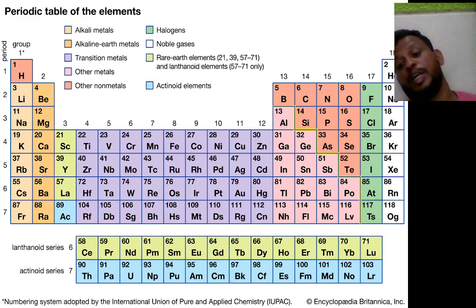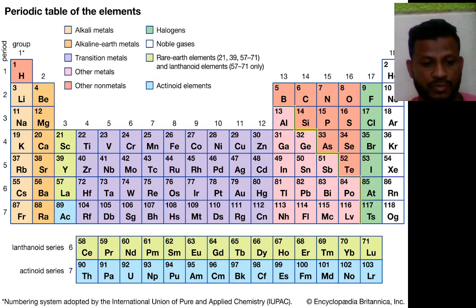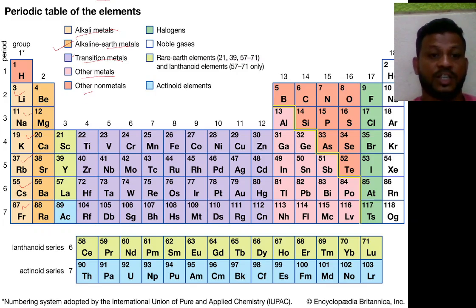We can say that this is Mendeleev's modern periodic table also, right? Let us see. According to the color here, these colors represent the alkali metals: Li, Na, potassium, Rb, Cs, Fr. And these are the alkaline earth metals. These are the transition metals, other non-metals, halogen elements, noble gases.